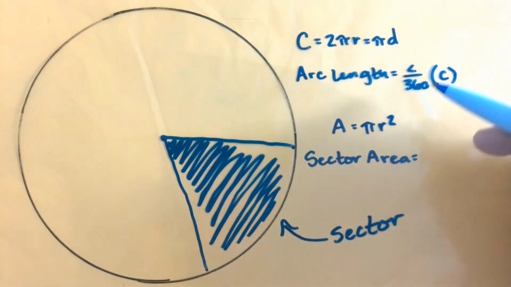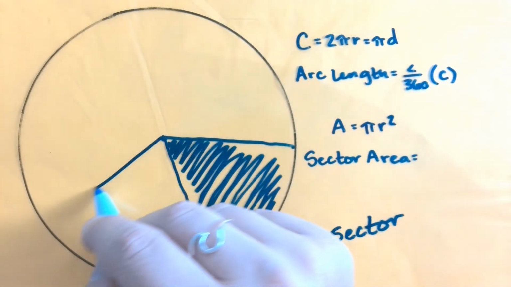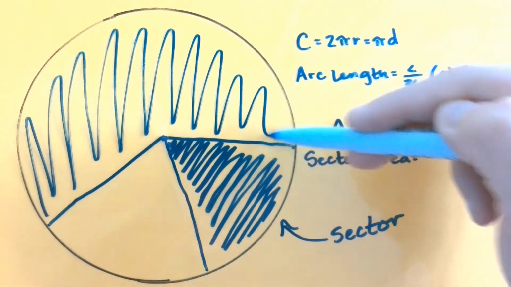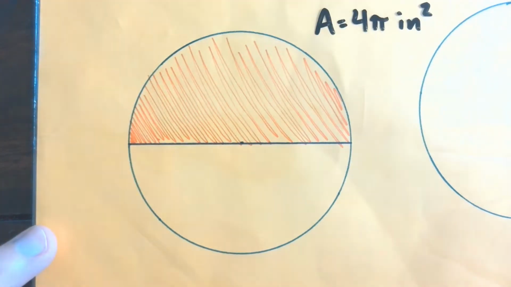And just like our arc length, it could be a small slice like this, or it could take up most of the circle. This would still be considered a sector as well. It's just a piece of the area. So as we go through a few examples here and discover the formula for sector area, you should notice some similarities between how we find sector area and how we found arc length.